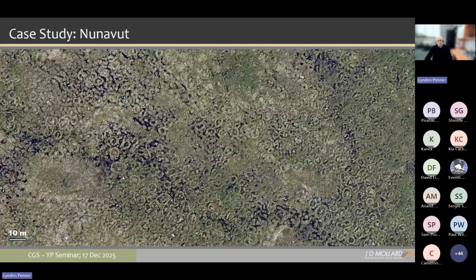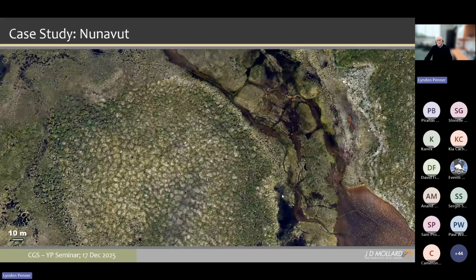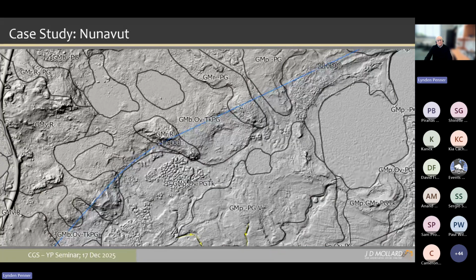Others like that. Sorted circles, beautiful examples of sorted circles in that area. Many sorted circles together. Polygons in the low areas, sorted circles in the upland. Other expressions of permafrost features, patterned ground in the imagery.